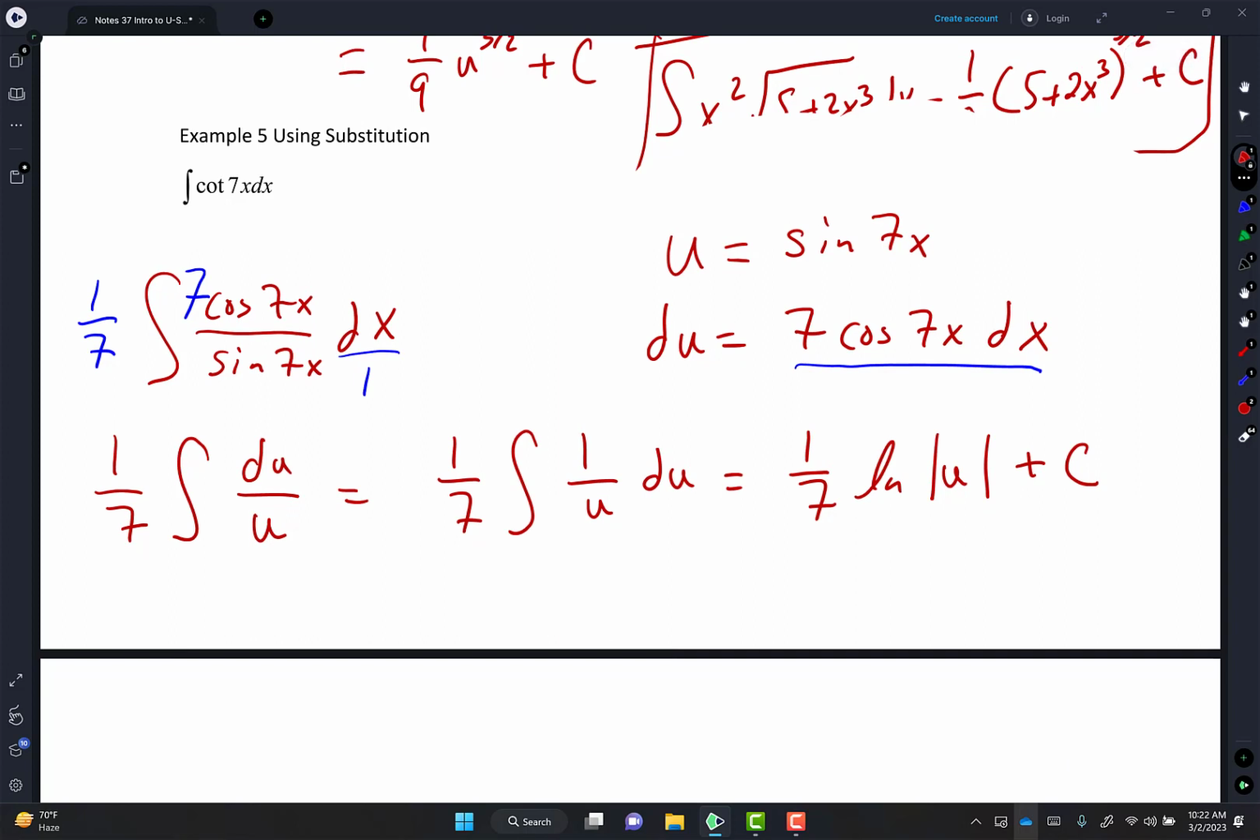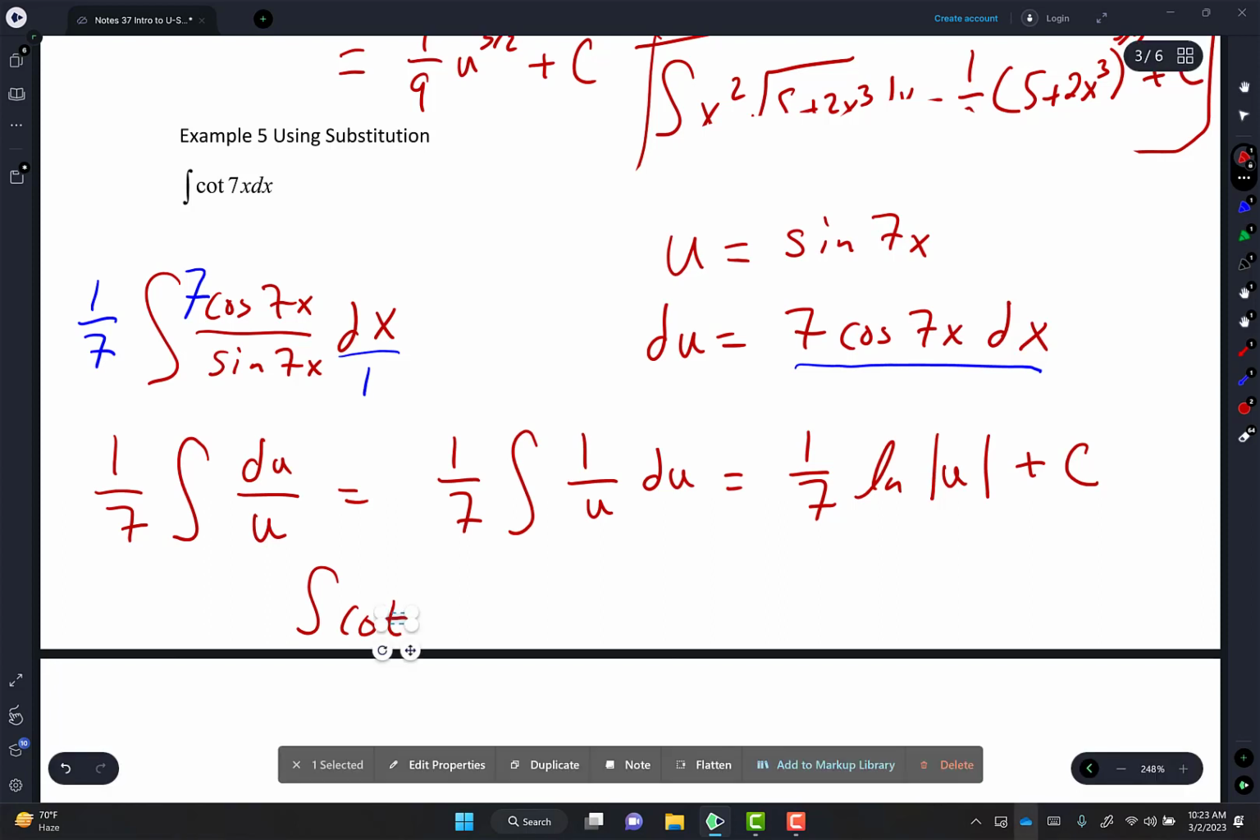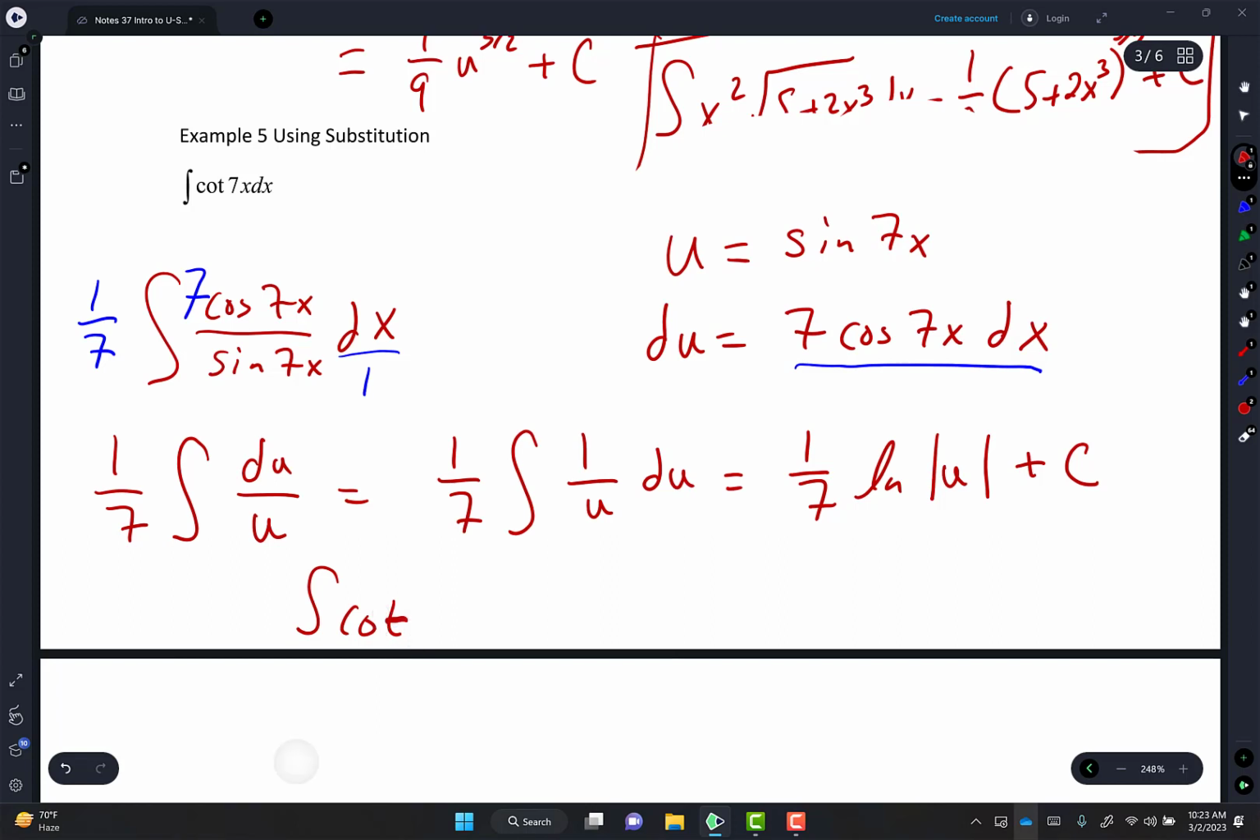All right, so we got our final answer, guys. So here we go. Here's how we're going to write it. We're going to write integral cotangent, because the domain of ln of x is all positive numbers, but 1 over x is all real numbers except 0. So if I'm going to do ln, it has to be an absolute value so I can catch all the domain. The domain of this is all real numbers but 0. The domain of ln is just positive numbers. But if I put an absolute value, I catch all of them.